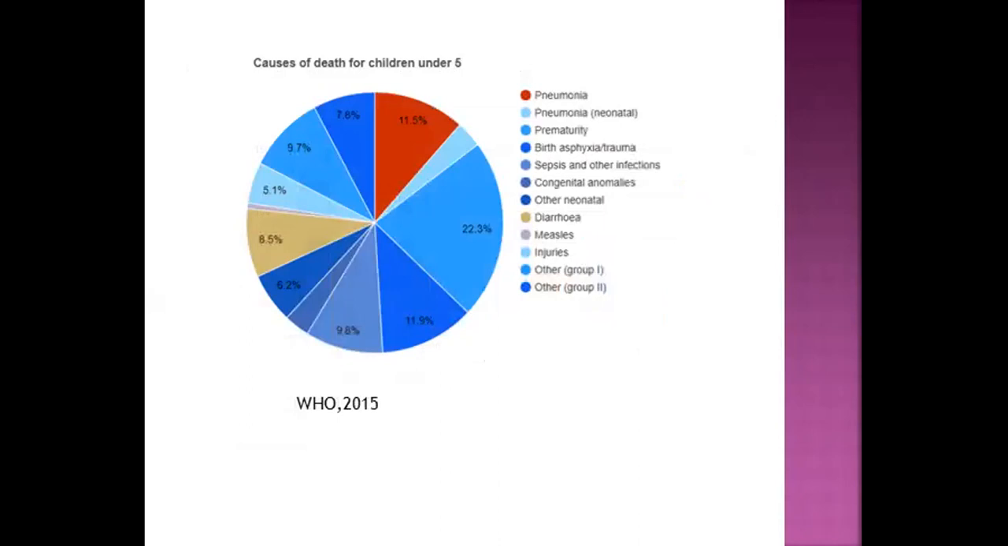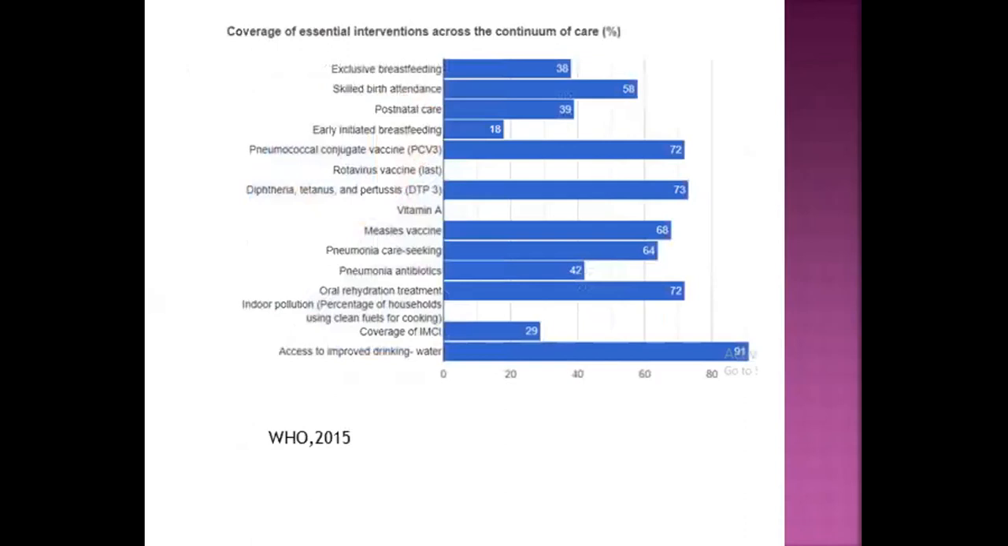The causes of death in under 5 children: 11.5% is pneumonia, birth asphyxia, sepsis, congenital anomalies, diarrhea, measles, injuries. Coverage of essential interventions across the continuum of care: access to improved drinking water is 95%, coverage of IMNCI is 29%, oral rehydration treatment is given 72%, pneumonia care seeking 64%, and early initiation of breastfeeding is 18%.